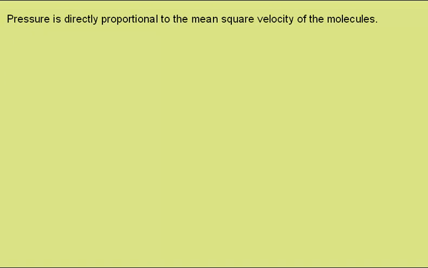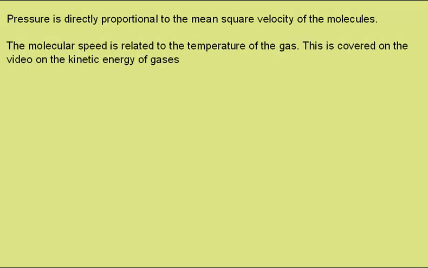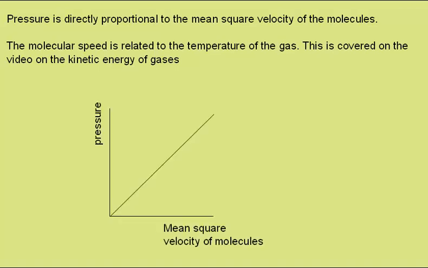And finally, the equation tells us that pressure is directly proportional to the mean square velocity of the molecules. The molecular speed is related to the temperature of the gas. This is covered on the video on the kinetic energy of gases. But if we were to plot a graph of pressure against the mean square velocity of the molecules, we would get a straight line through the origin.